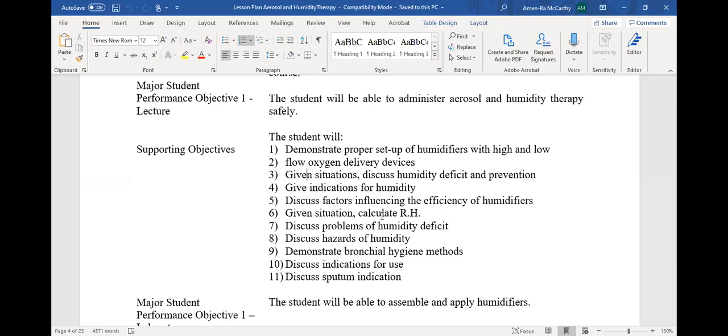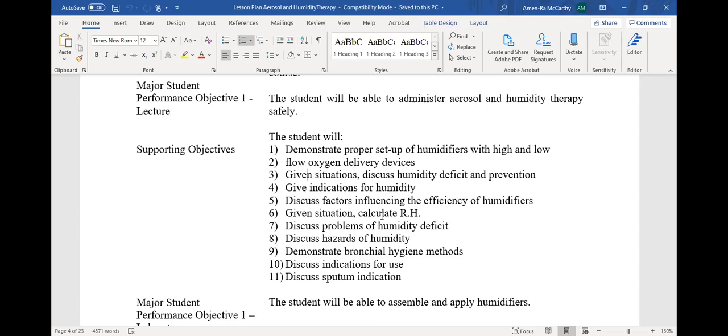Give or discuss the factors influencing the efficacy or the efficiency of humidifiers. What makes one humidifier better than the other? What are some factors that make the humidifier more productive or less? Given the situation, calculate the relative humidity, which is RH. Discuss problems of the humidity deficit. You're going to have to know what humidity deficit means. Discuss the hazards of humidity. Like everything else, too much humidity can be hazardous.